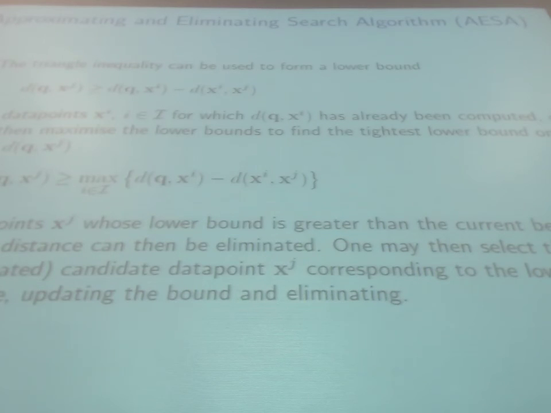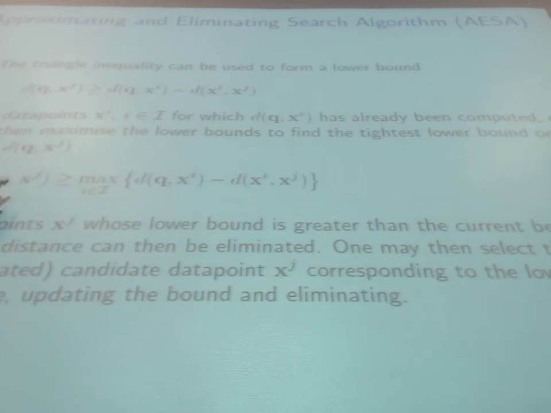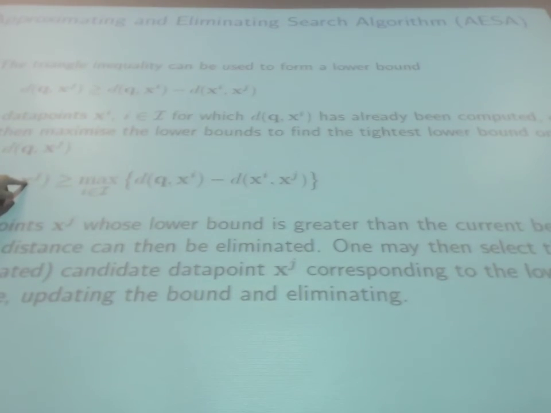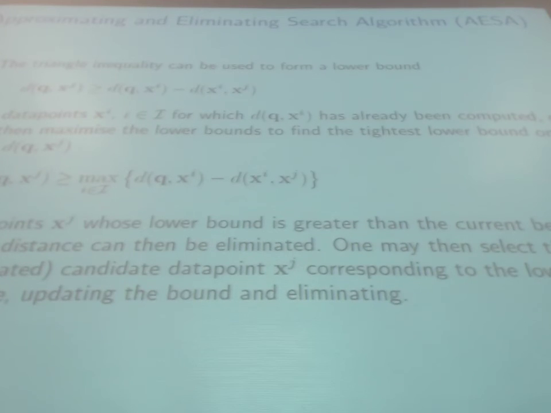So we use it like that, and in principle I could do this for every data point to get a bound on the distance between the query and every data point. And then I can use that, knowing what my current best distance is, to eliminate hopefully a large number of data points because their lower bounds are greater than my current best minimal distance.